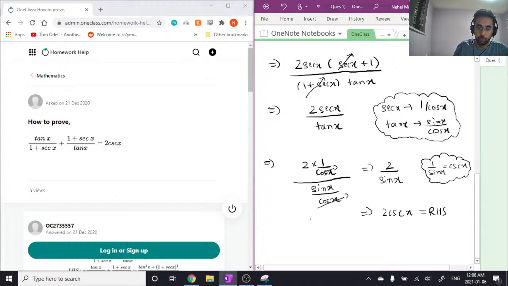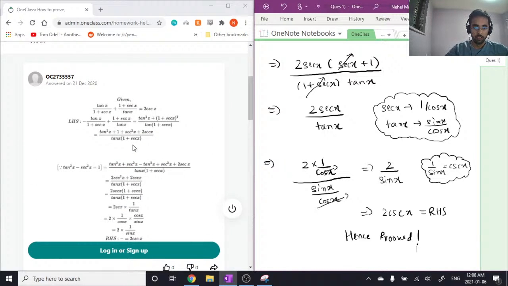We have been able to prove that tan x over 1 plus secant x plus 1 plus secant x over tan x is indeed equal to 2 cosecant x. So we can say hence proved. Alright, let's verify that the solution is correct as well. So that's correct, and then we add these two, then we get this, then we substitute.